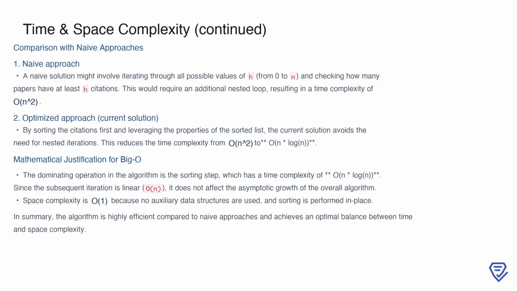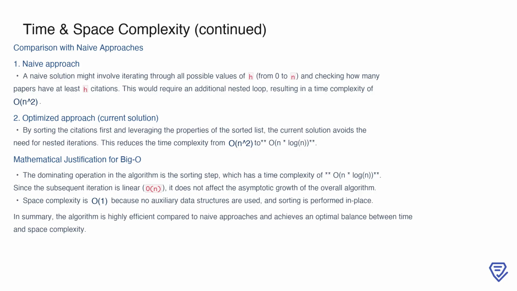The optimized solution, however, avoids this inefficiency by sorting the citations first and leveraging the properties of the sorted list to eliminate unnecessary nested iterations. This reduces the time complexity to O(n log n).